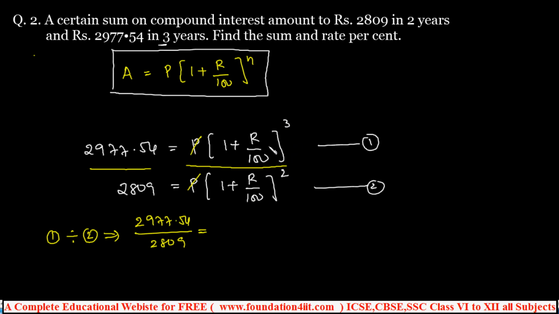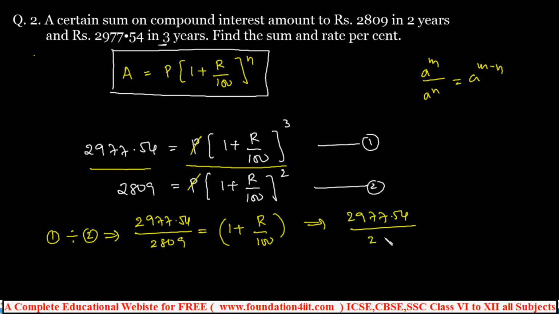Power 3 minus 2. By the formula a to the power m by a to the power n is a to the power m minus n. So 1 plus R by 100 to the power 3 minus 2, and 3 minus 2 is 1 only. That means in place of 3 minus 2, I can just write 1 itself. Now using this we need to find out the rate of interest. Plus 1, take to the other side.